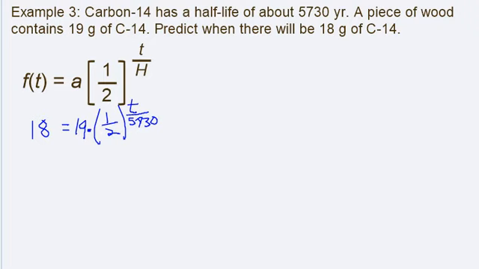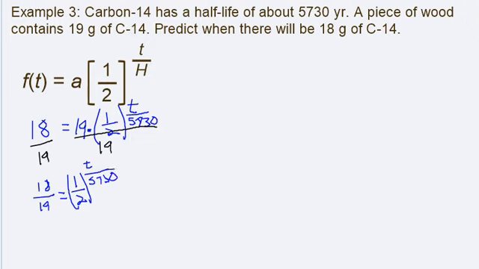So what we need to do here is divide both sides by 19 to start working our way to getting t by itself. That's supposed to be divided by. And so we have 18/19 is equal to 1/2 to the t over 5,730.